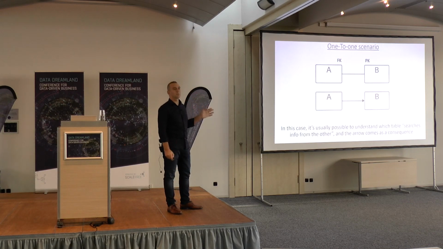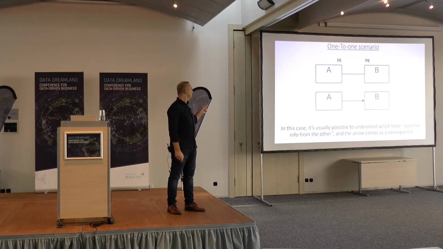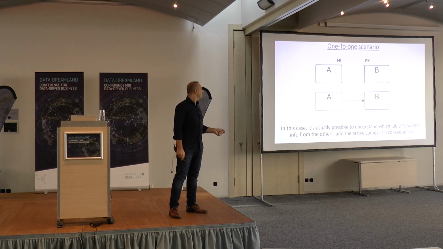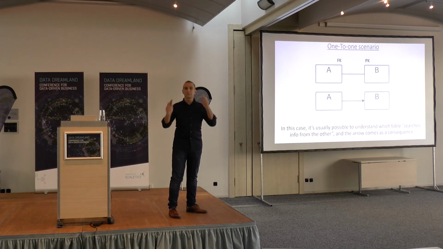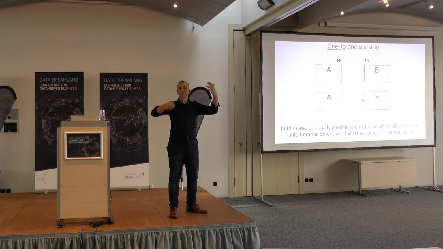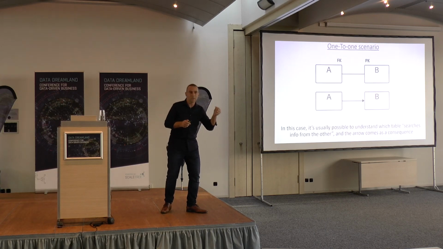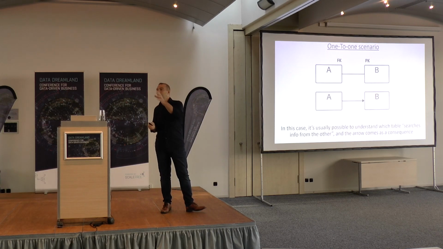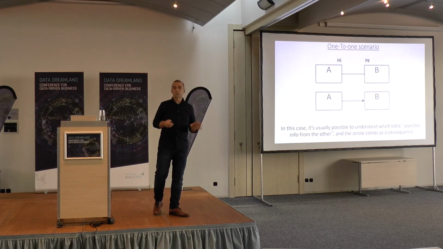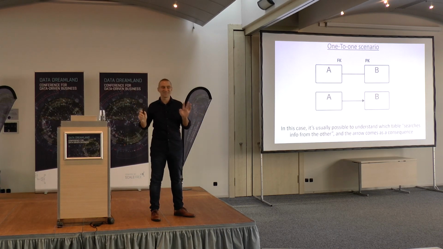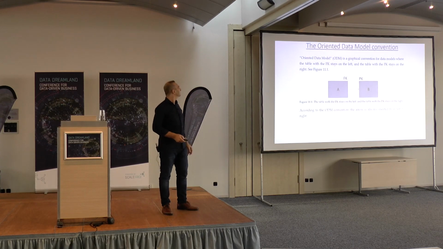My personal opinion, but that's very arguable, is that in this case, it's usually possible to understand which table searches info from the other, and the arrow comes as a consequence. It's a bit the idea of the VLOOKUP. Even if you have 2 Excel sheets and you're VLOOKUPing from one to the other, the arrow goes from the one where you write the VLOOKUP to the other where you are VLOOKUPing. Sorry for talking about Excel. Sorry, someone will not be happy.